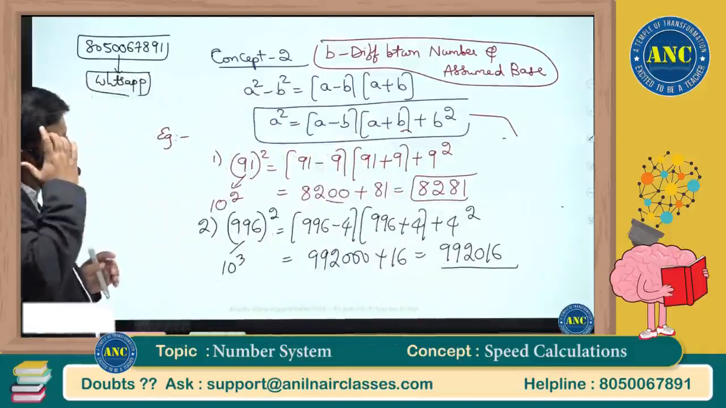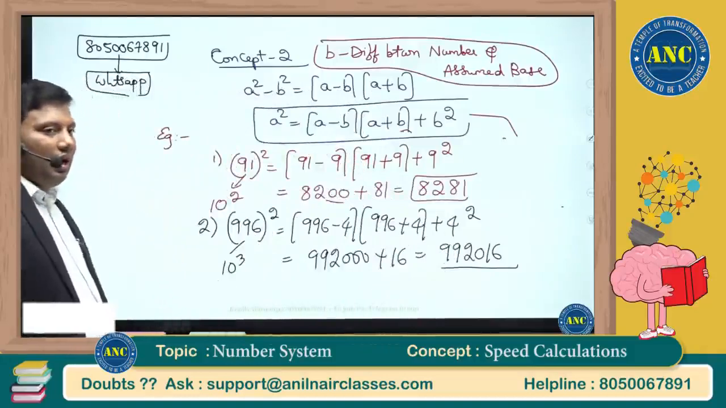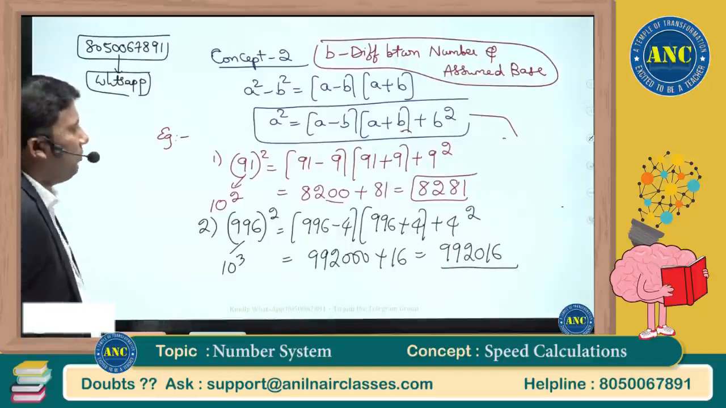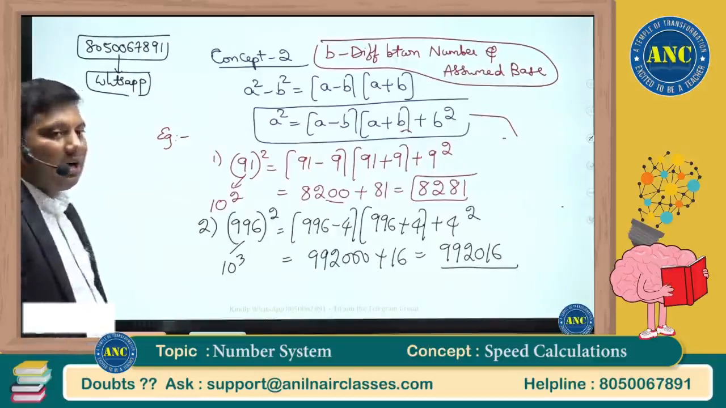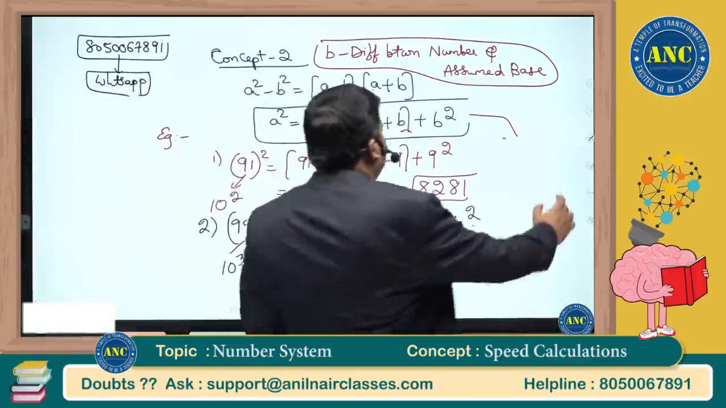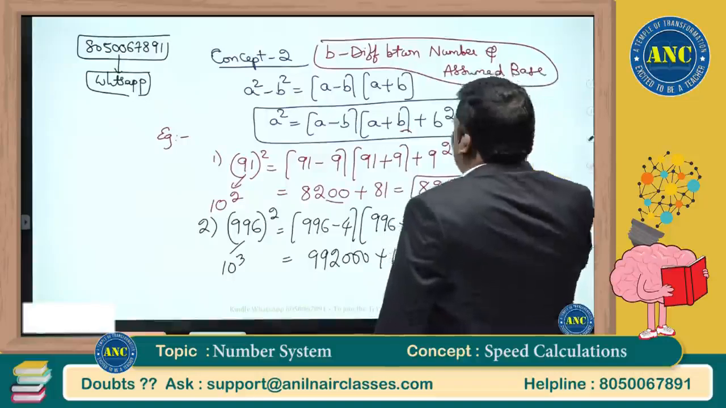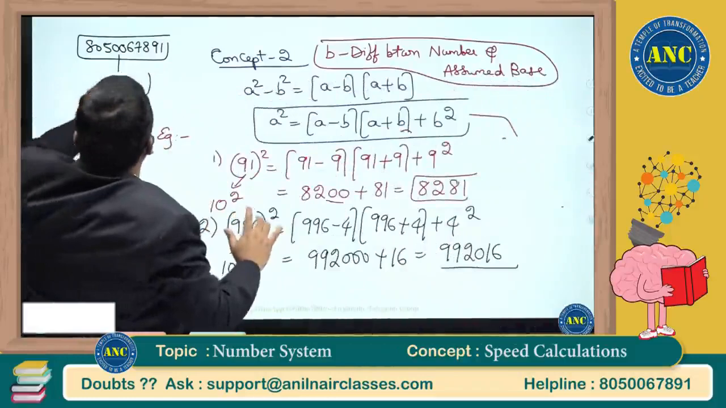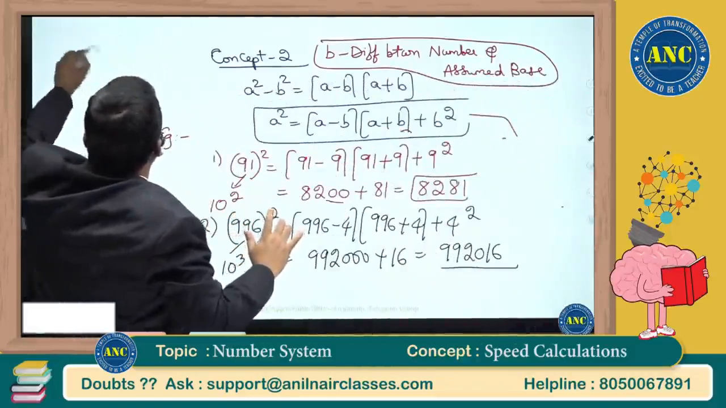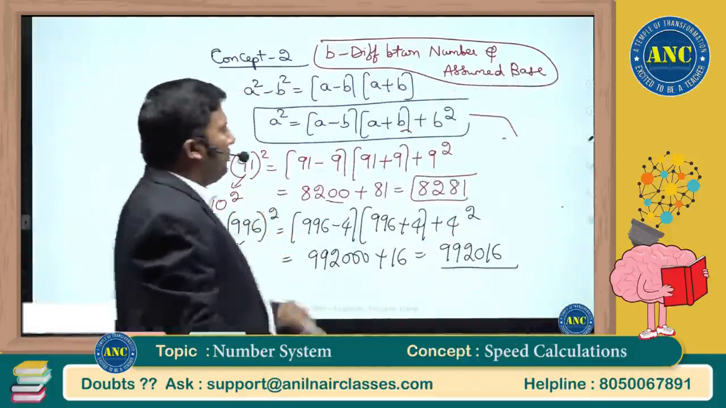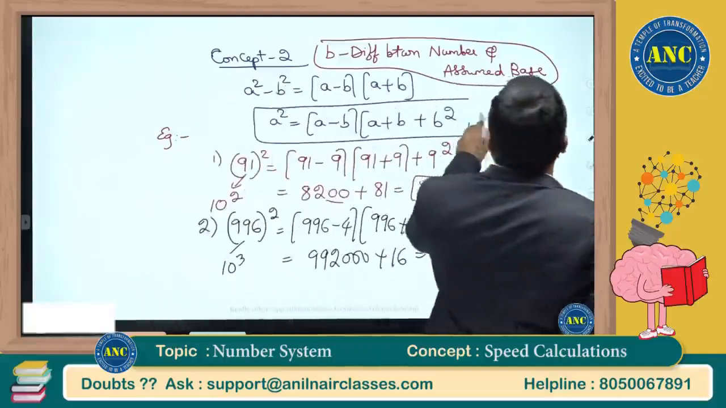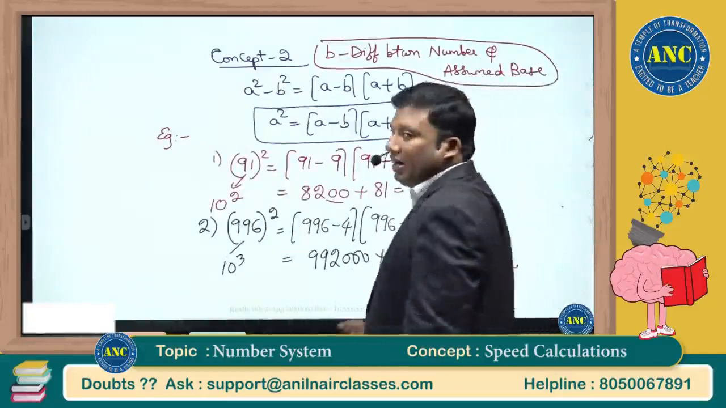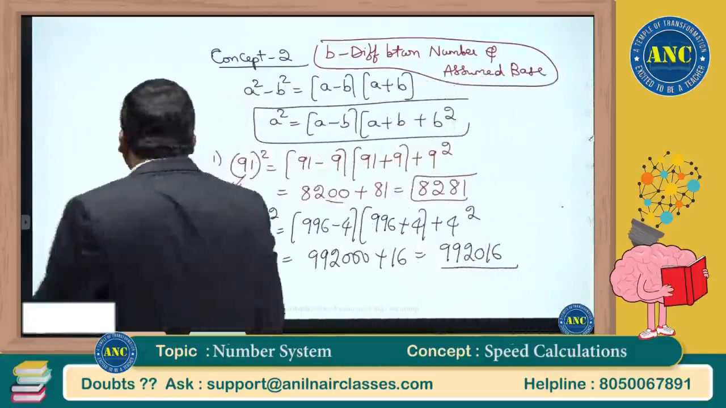Any student got any doubt? B is nothing but the difference between the number and the assumed base. B is the difference between the number and the assumed base. I hope the concept is clear. Everybody kindly reply.